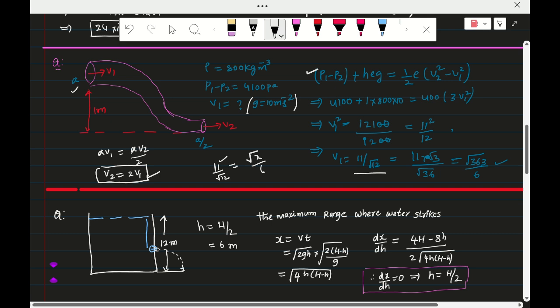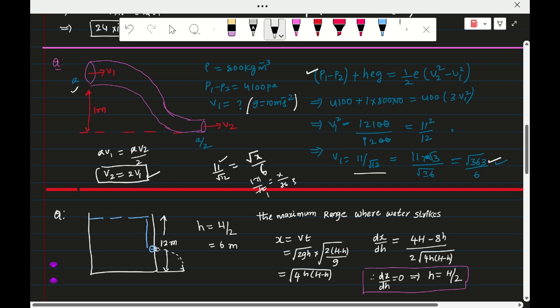But this answer is not given as such. They are asking the answer in the form of root x by 6. They can ask like this, to find what the x value is. Then square on both sides. Squaring on both sides, 121 by 12 is equal to x by 36. 12 ones are 12, 12 threes are 36. So 363 will be the answer. So this is one method.